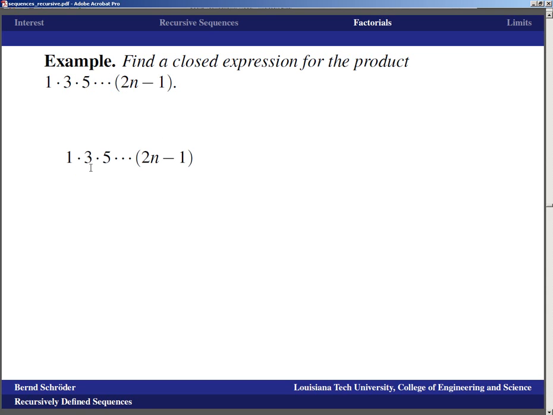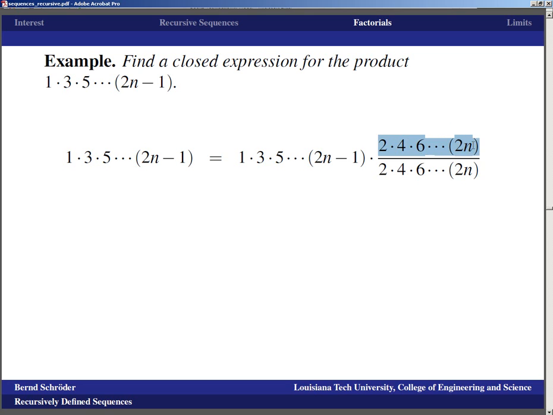So what would we do? Well, 1 times 3 times 5 times and so on times 2n minus 1, if I would just stick the even numbers in there, I would get a factorial. And so the even numbers that are missing are 2 times 4 times 6 times and so on times 2n. And certainly I can't just multiply by those, because that changes the expression. So we do exactly what we also did in the previous presentation where we were after a limit, and that is we multiply by 1. We expand with the expression that we want.